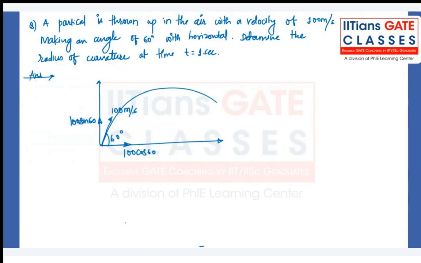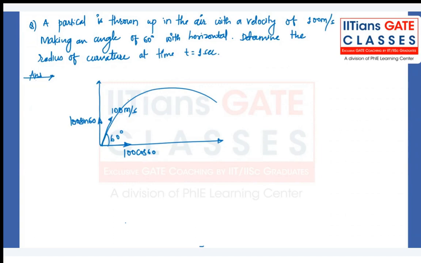See, as of now, the particle is making 60 degrees with the horizontal, and it is at 100 meters per second. But we are working against gravity, so maybe after 1 second, the velocity will be a little less, and the angle will be a little different, right? So that is what we should be focusing on first, and in that situation, we can calculate the radius of curvature, right? So let's try to understand it.